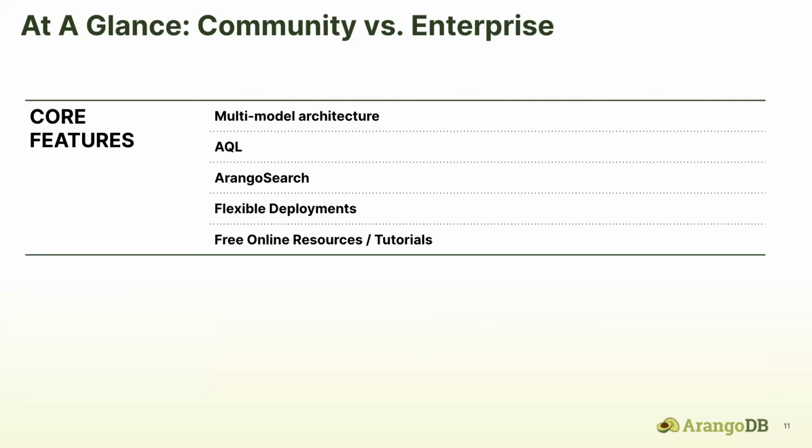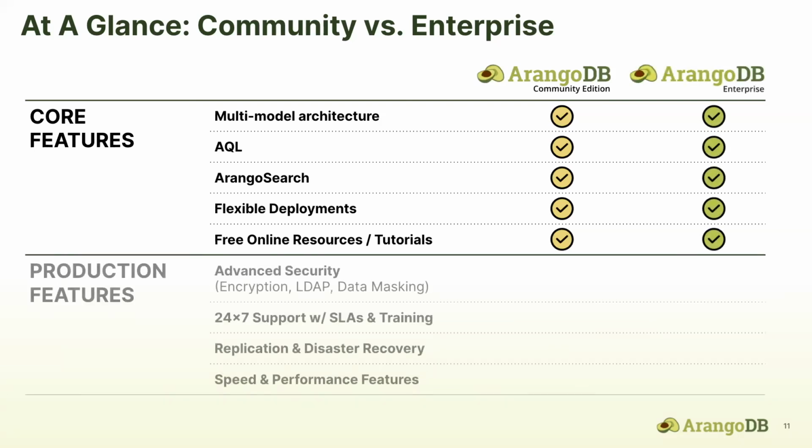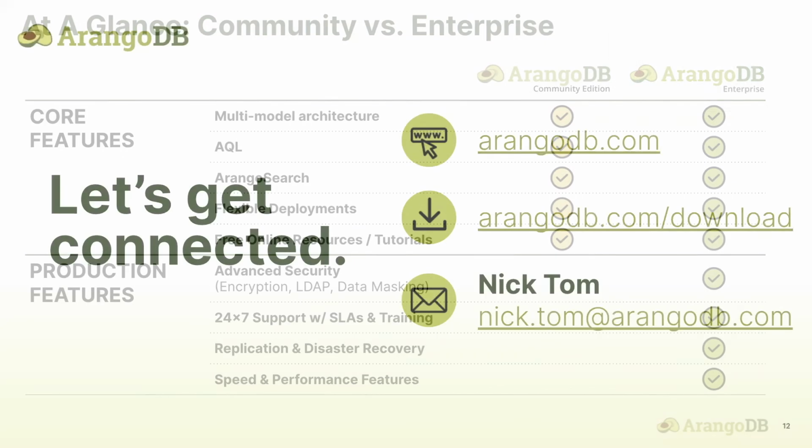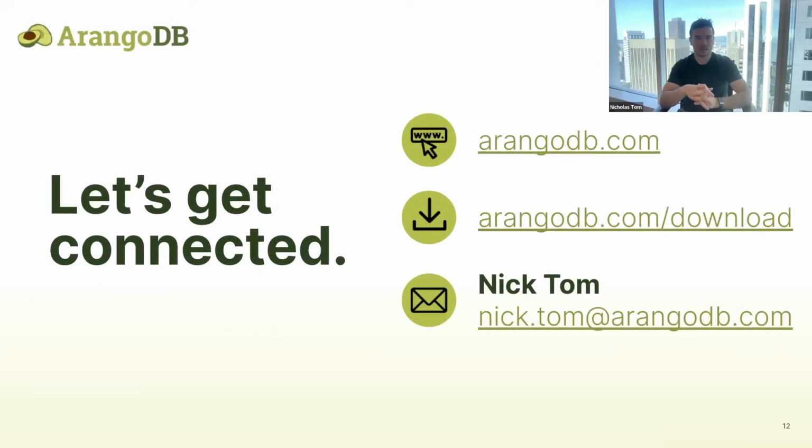As a quick summary, our Community Edition will provide you with ArangoDB's core features and capabilities. This includes multi-model architecture, AQL, Arango search, flexible deployments, and free online resources and tutorials. Our Enterprise Edition will provide you with those same exact core features, but more importantly, we'll provide you with the key production features, which include advanced security, 24/7 support with SLAs and training, replication, disaster recovery, and speed and performance features.